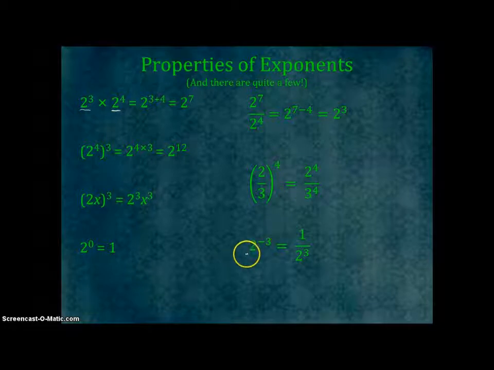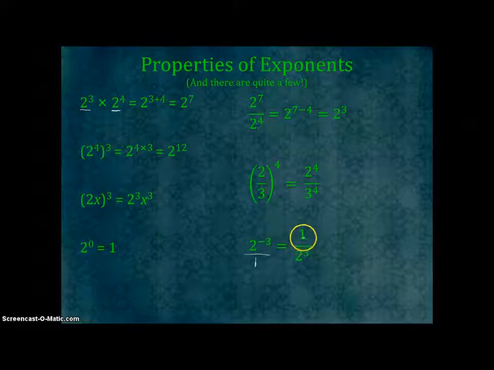Now comes negative exponents. If we have something to a negative exponent, that's the same as saying move it to the other side of a fraction. So notice 2 to the negative 3 can be written as a fraction by writing 1 underneath it. If it's a negative exponent, what we want to do is take the base and the exponent, move it to the other side of the fraction, and then make the exponent positive.